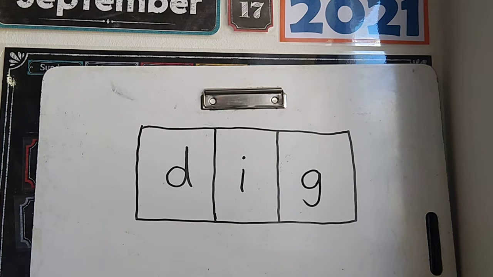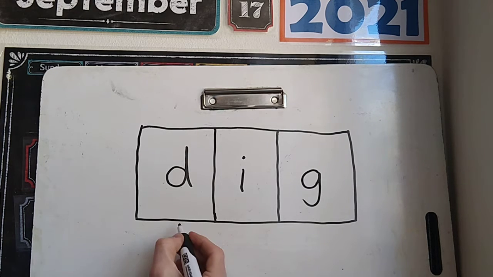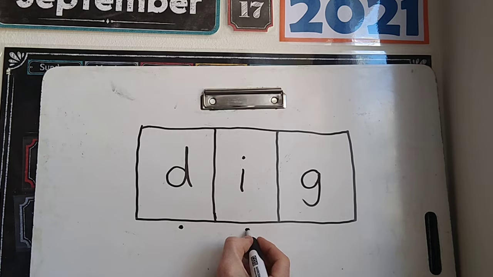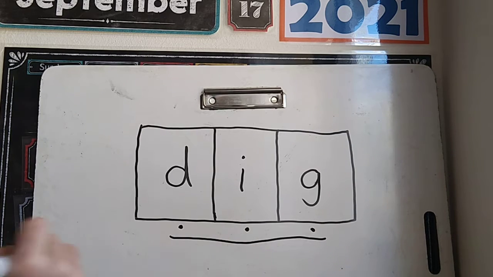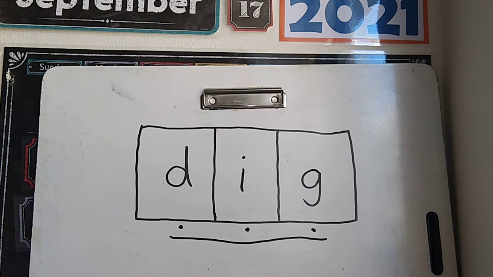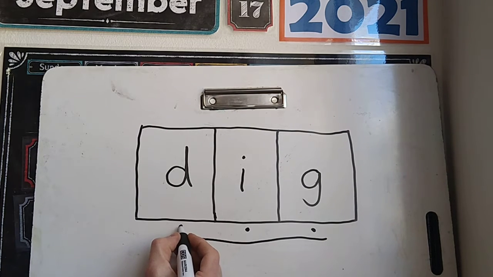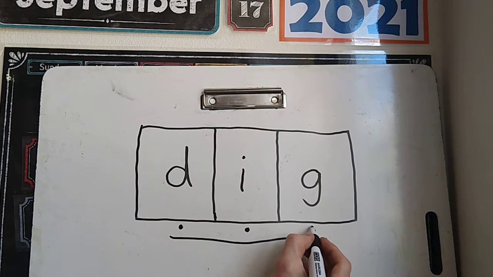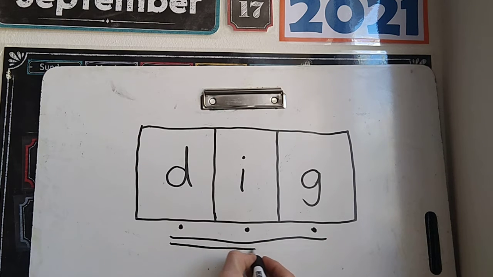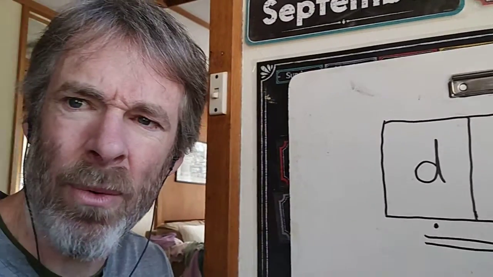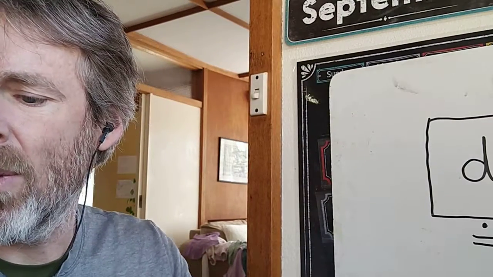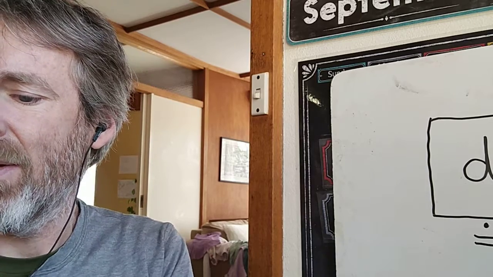All right. Now let's read this word together. D. I. G. Dig. All right. We're sounding the word out. D. I. G. Dig. All right. Should we do one more word? All right, we will.